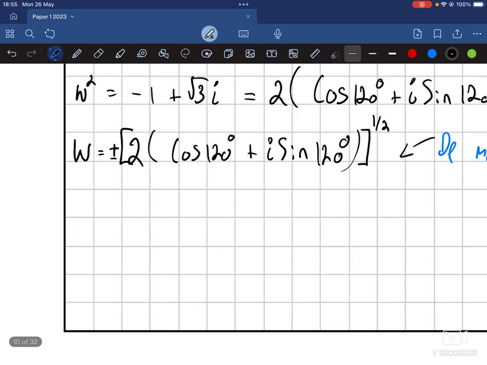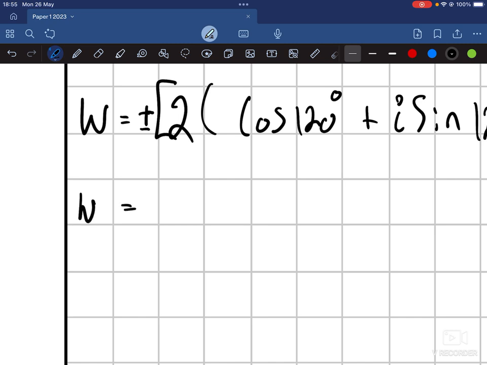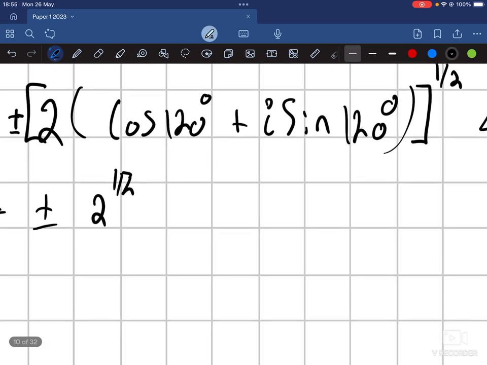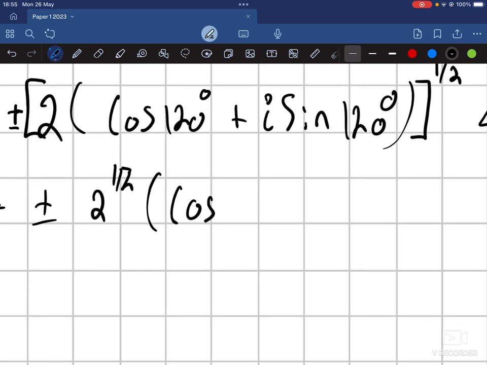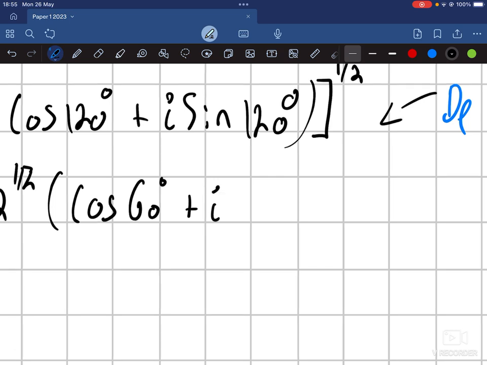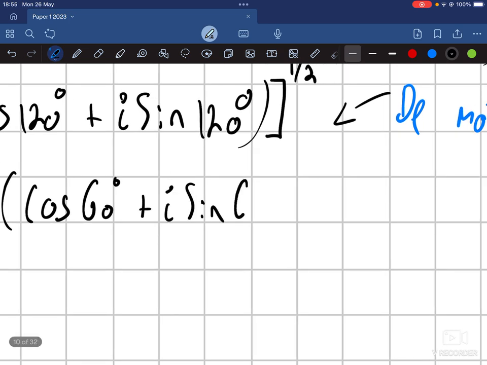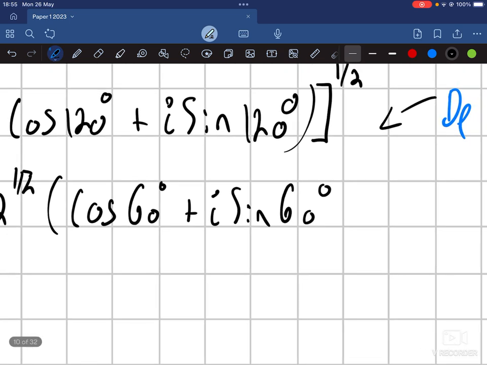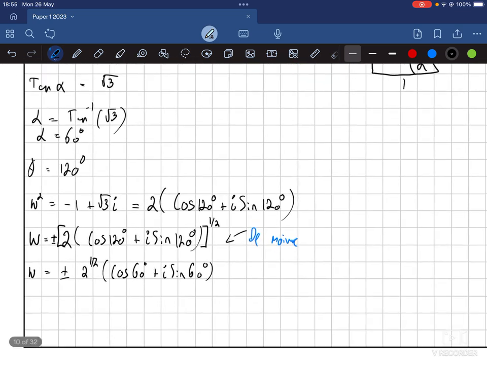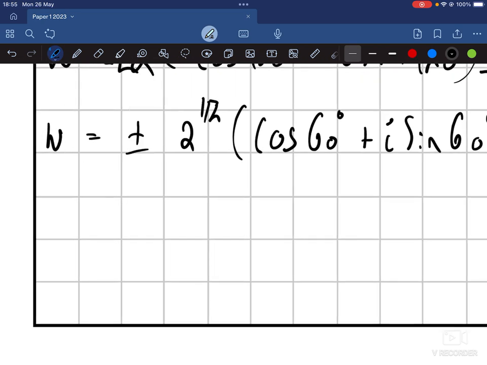So what we can say is then w is equal to plus or minus 2 to the power of a half. That's how de Moivre's theorem works. And then we multiply the angle by a half, so a half of 120 is 60. Same thing with the i sine 60. Okay, now I just want to see what form they want us to give it in. So they want it in the form a plus bi. Okay, 2 to the half is the same as the square root of 2.